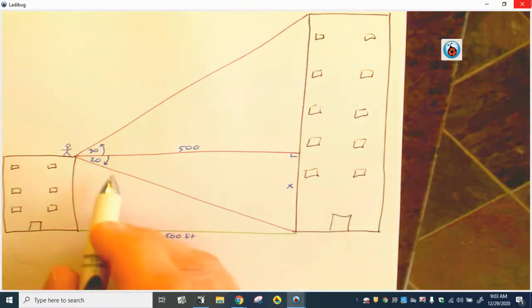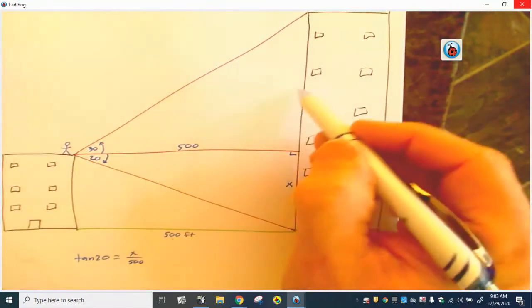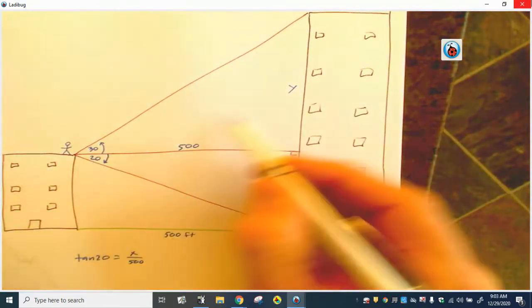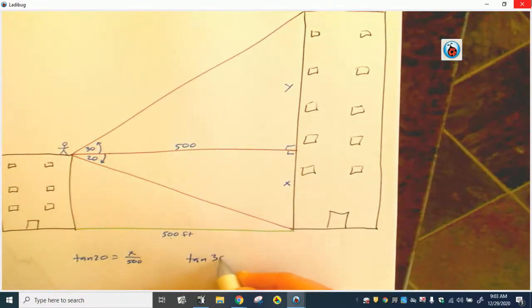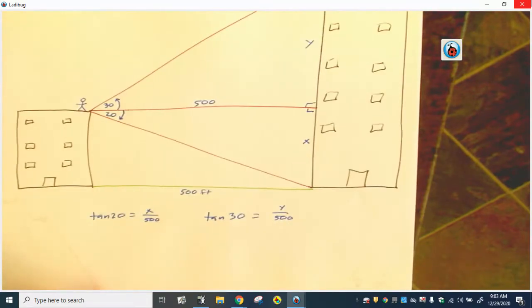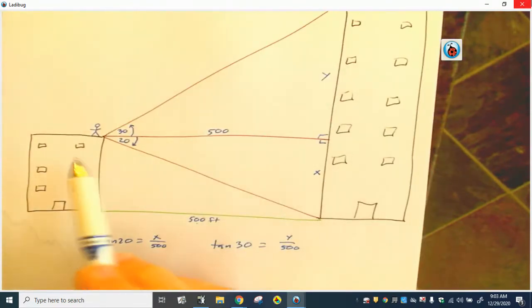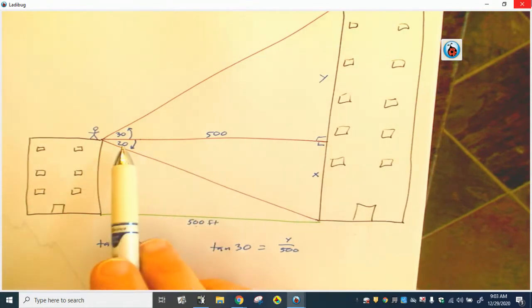We can solve this from the 20, opposite adjacent. So tangent of 20 is opposite over adjacent. And then we can use this one, we'll call this one y, from the 30, opposite adjacent again, right? We can do tangent of 30 opposite over adjacent. We can solve both of these separately and then just add them together. So these two types of problems are very similar, but they can be solved in slightly different ways, okay?